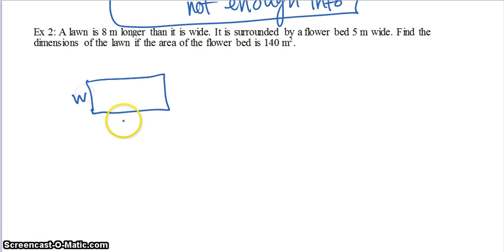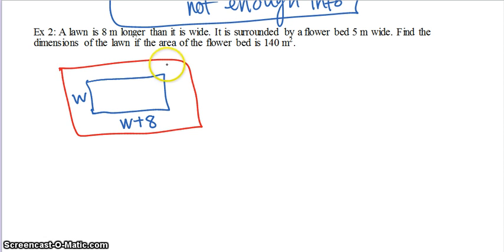So if the width is this, then the length is W plus 8. It's surrounded by a flower bed, so I'm going to change the color. And for the flower bed, this is 5, so it's going to be 5 everywhere. So if I want to find this length right here, I have 5 plus W plus 8 plus another 5. Well, that's 10 plus 8, which is 18. So I have W plus 18. And this way I have 5, and I have another 5, added with W, so that's W plus 10. Okay, so I found my length and width of both of my rectangles.